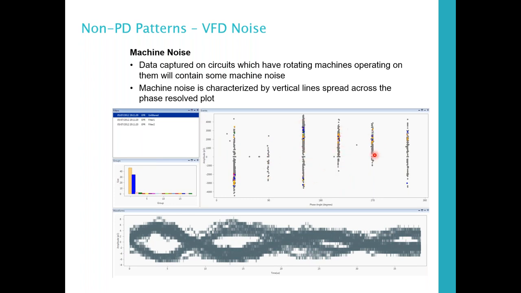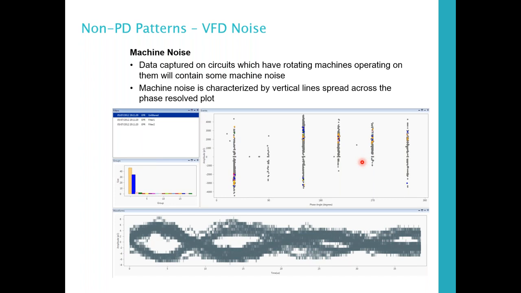Three phases, two half cycles, you get that. If you look at the waveform, it's sinusoidal. It's definitely not PD. Now, if you had PD, you may see two clusters forming within these vertical lines.